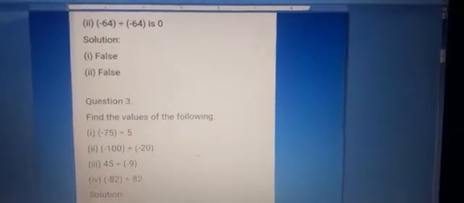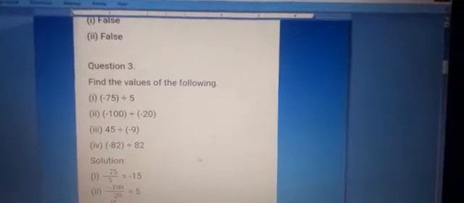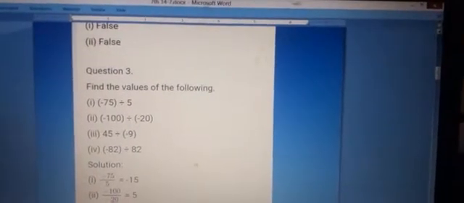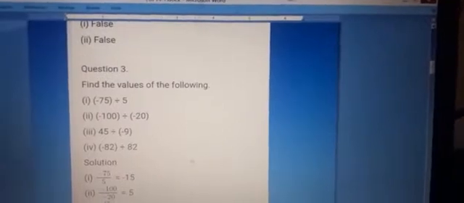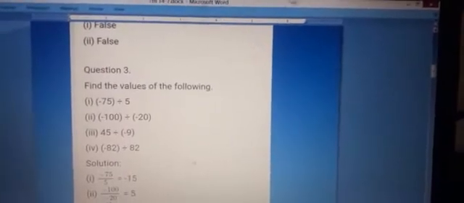Find the values of the following. Okay, divide and check the answers. Minus 75 divided by 5. So the sign is negative by positive is positive. Sorry, negative by positive is negative. 75 divided by 5, 15.